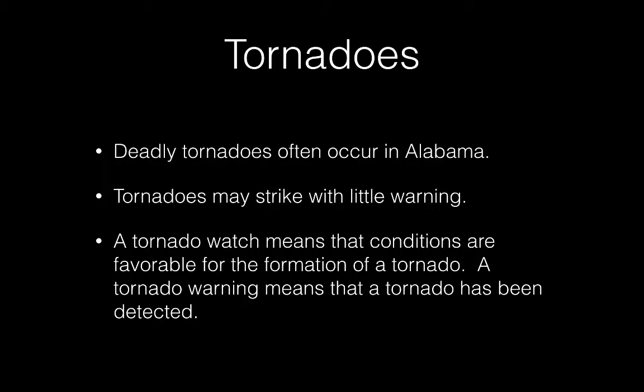Deadly tornadoes often occur in Alabama. Tornadoes may strike with little warning. A tornado watch means that conditions are favorable for the formation of a tornado. A tornado warning means that a tornado has been detected. When you hear about a tornado warning in your area, you need to get somewhere safe, away from windows and outside doors, somewhere hopefully where you have a reinforced roof. A storm shelter, of course, would be perfect, but an inside room may have to do with short notice.